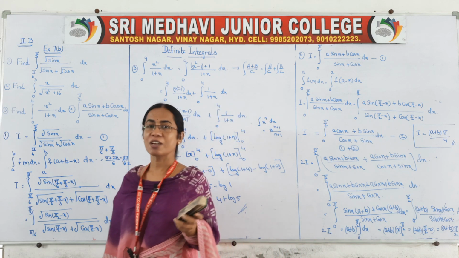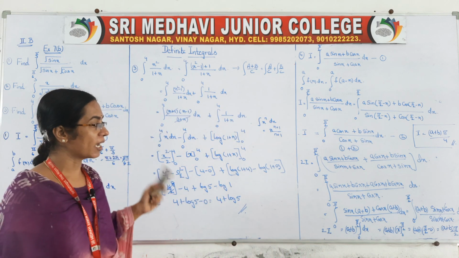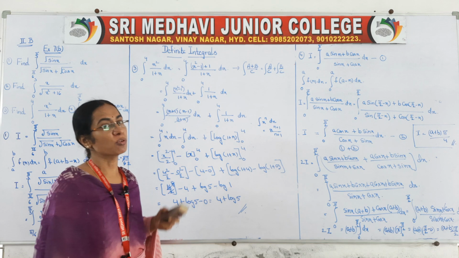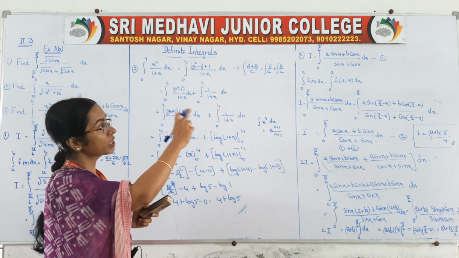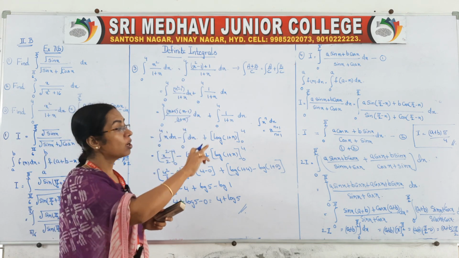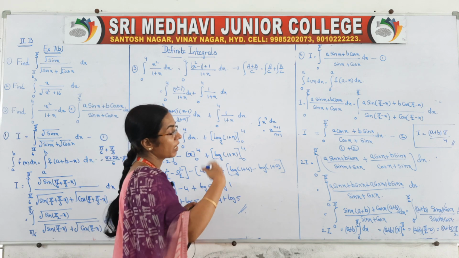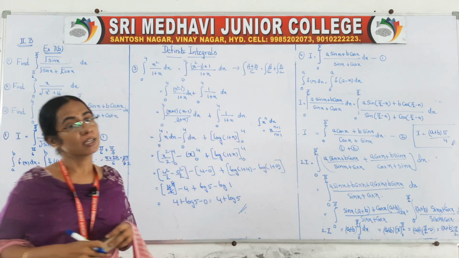So be careful, don't stop at 2I. We need the I value. Why? We have taken the question as I. So after finding 2I, we have to send this 2 to that side.